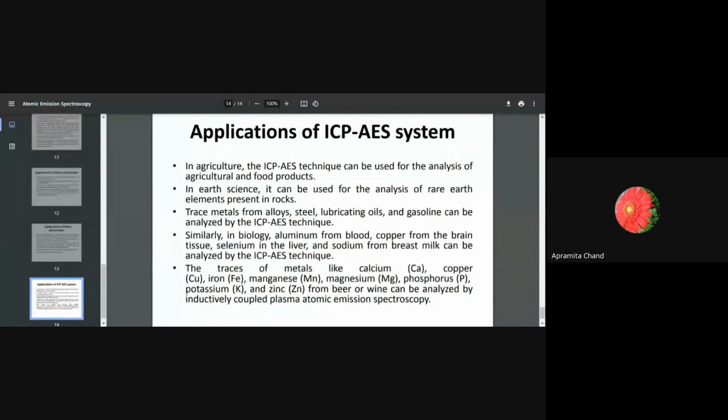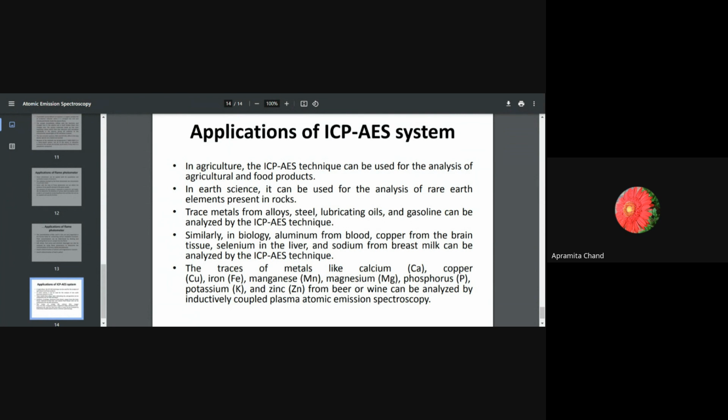And in particular, the ICP-AES system: in agriculture, the ICP-AES technique can be used for analysis of agricultural and food products. In earth science, it can be used for the analysis of rare earth elements present in rocks. And trace metals from alloys, steel, lubricating oils, and gasoline can be analyzed by the ICP-AES technique.